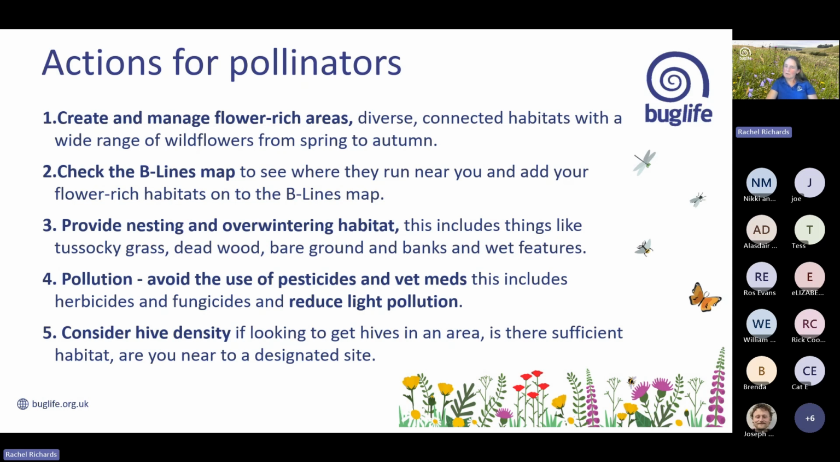Think about nesting and overwintering habitats. So it's not just flowers, but where are they nesting, where are they overwintering, what can we do to help with that? Didn't talk much about dead wood, but dead wood is really important for a lot of invertebrates, for beetles, wasps, bees, for nesting habitats. So leaving that in the sun in places, but also standing dead wood, really valuable habitats. And then think about things like pollution. So trying to minimize the use of any pesticides and vet meds.